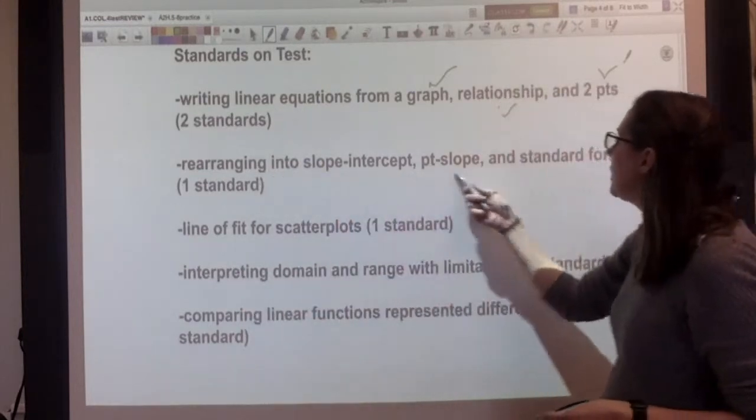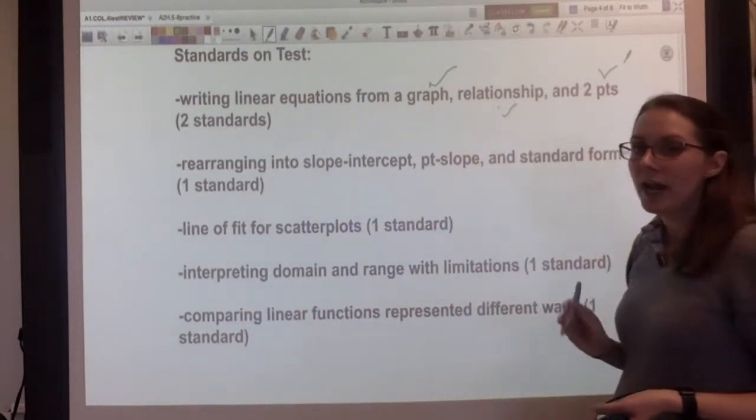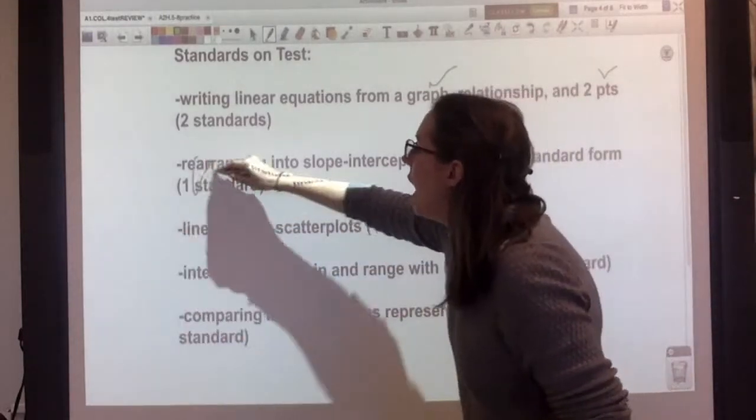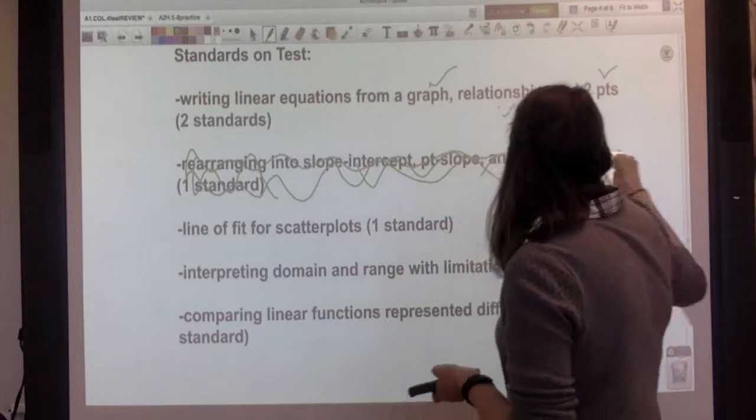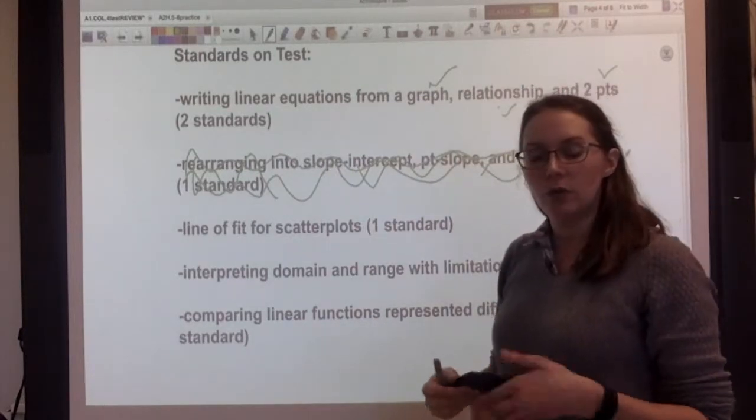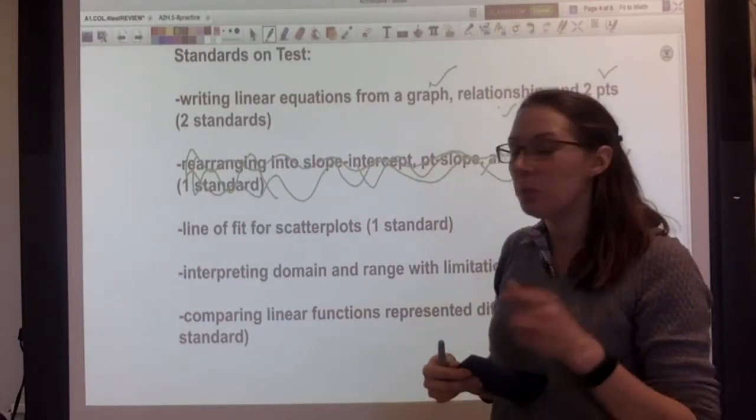This, rearranging into these 3 forms, were on your quiz. However, they are not on your test. You're welcome. I thought that that would be one thing that we could take off, that if you've already practiced it and shown me you know it once, it's not as important as some of these other things.